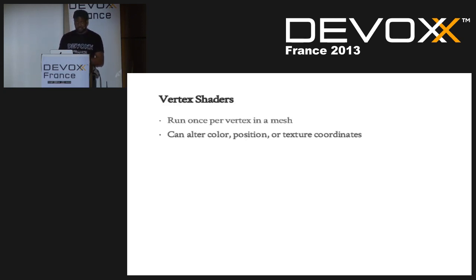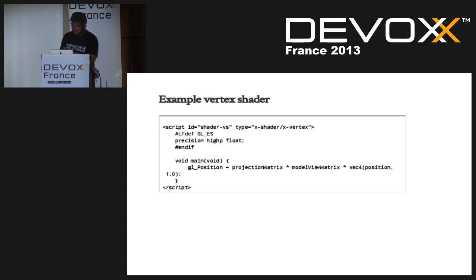So vertex shaders, as the name implies, run once per vertex on a mesh. They can alter your color, your position, texture coordinates, and things like that. And here is an example of the most basic sort of vertex shader that's converting from world space to projection space to show on your canvas.